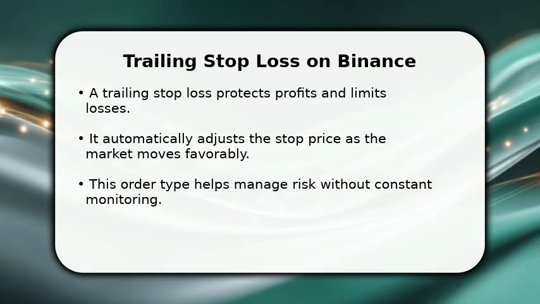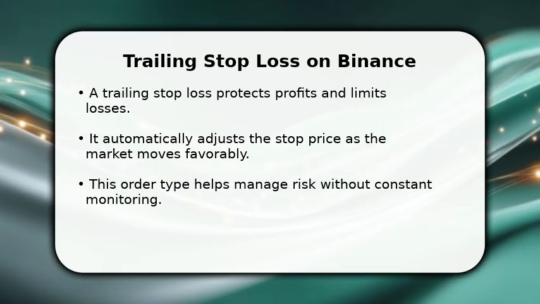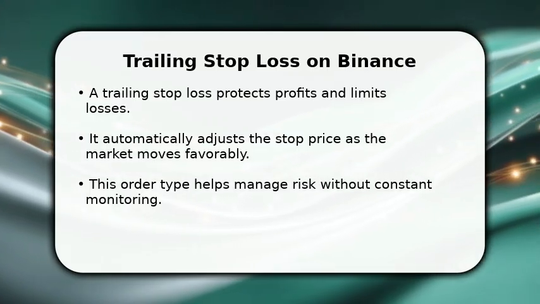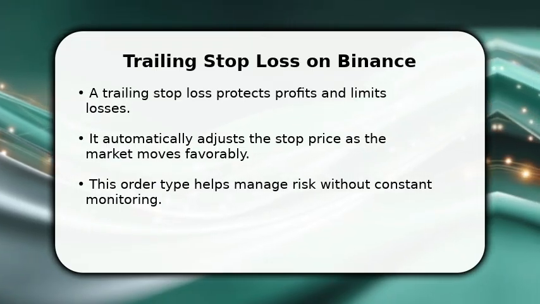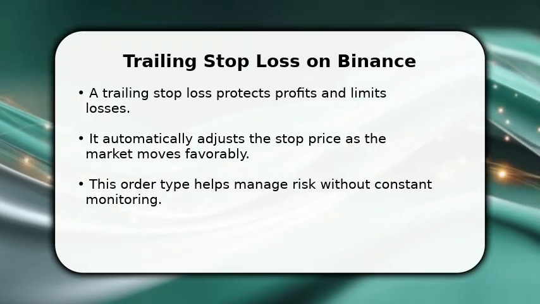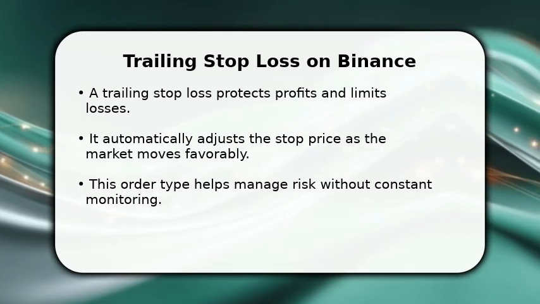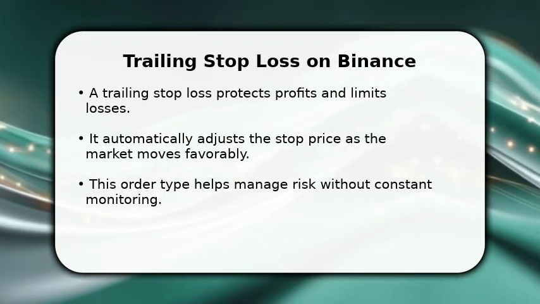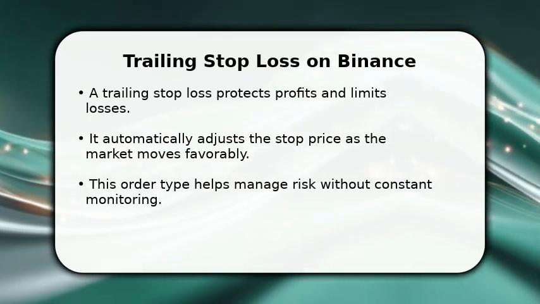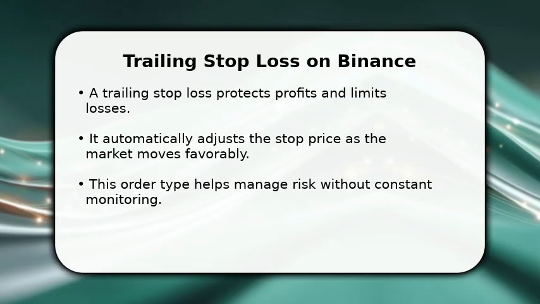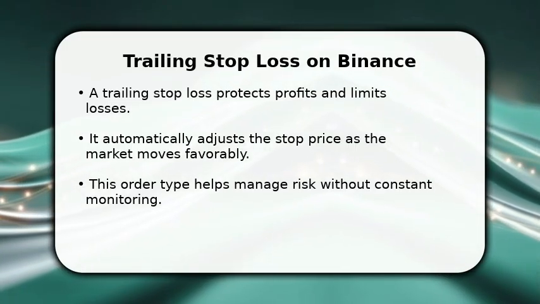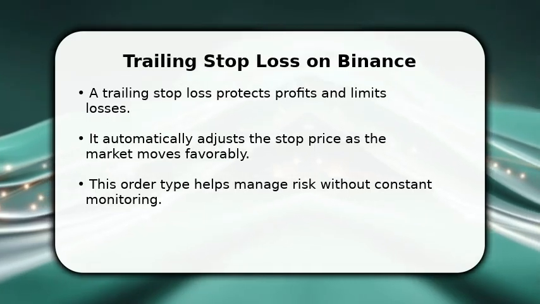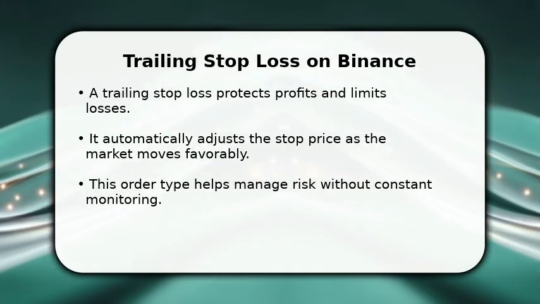In this video, I will explain how to set up a trailing stop loss on Binance. A trailing stop loss is a powerful tool designed to protect your profits and minimize potential losses in volatile markets. It automatically adjusts your stop price as the market moves in your favor, allowing your gains to run while safeguarding against sudden reversals. This order type helps you manage risk effectively without needing to constantly monitor price action.